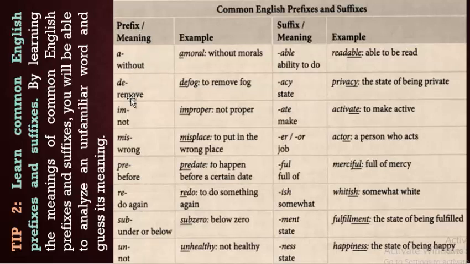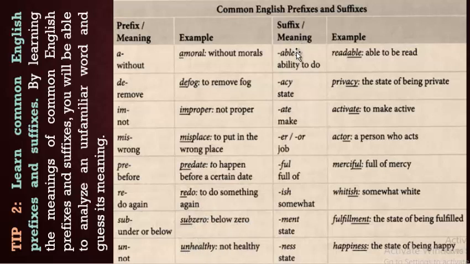A means without, de means remove, im means not, mis means wrong, pre means before, re means do again, sub means under or below. Examples: moral, amoral means without morals. Fork, defork, to remove fork. Proper, improper. Place, misplace, to put in the wrong place. Date, predate, to happen before a certain time. Do, redo, to do something again. Zero, sub-zero, below zero. Healthy, unhealthy, not healthy.